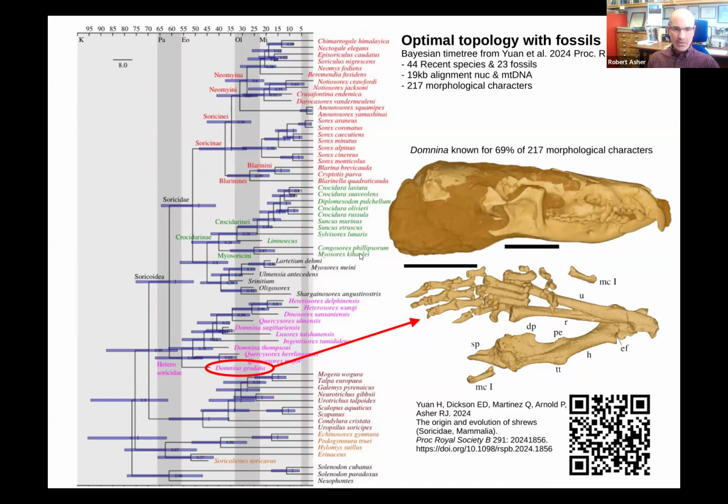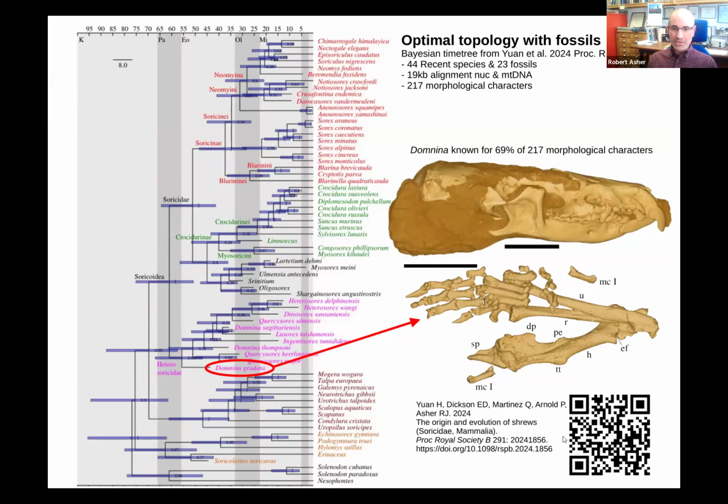I suppose, did I mention what that was in my title, lipotyphlan, not an everyday term. That simply means shrew, hedgehog, mole, and Solenodon, Nesophontes from the Caribbean, a particular group of placental mammals. And this is a paper that Robert Haubo Yuan and Ephraim Dixon and Quentin Martinez, Patrick Arnold, and I published a few months ago. Please pardon the self-promotion. There's a QR code if you want to see that paper.